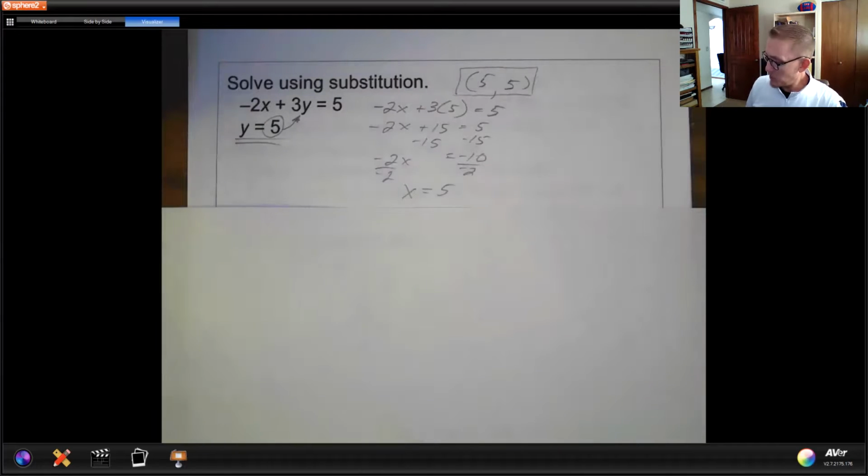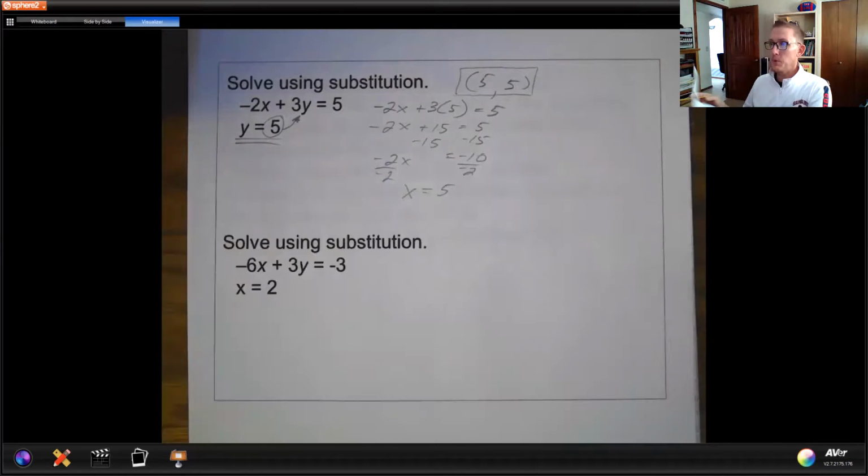Now, if you were to get this one into mx plus b, for those of you who can do that mentally, it's going to be a challenging equation to graph. And this is why we need to have an algebraic method to solve. So we already were given the y value. I found the x value, and now I know the solution to the system.